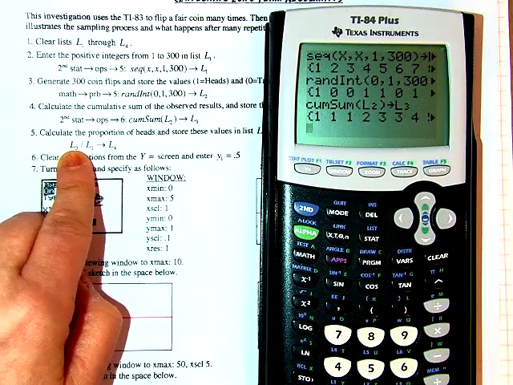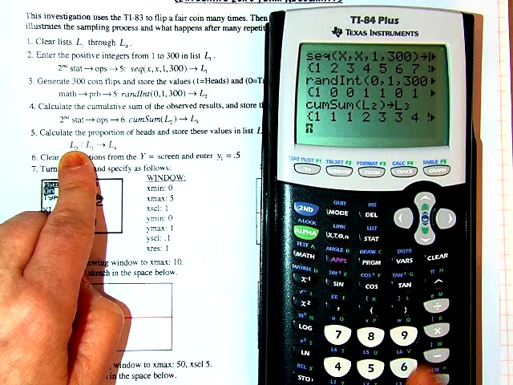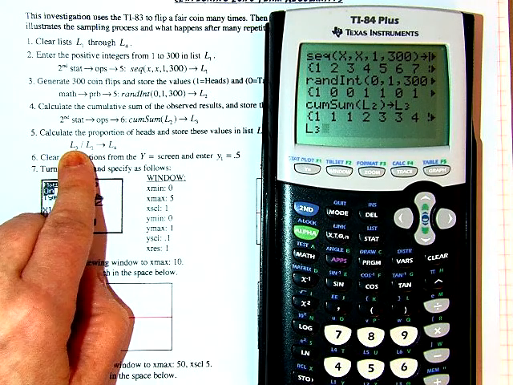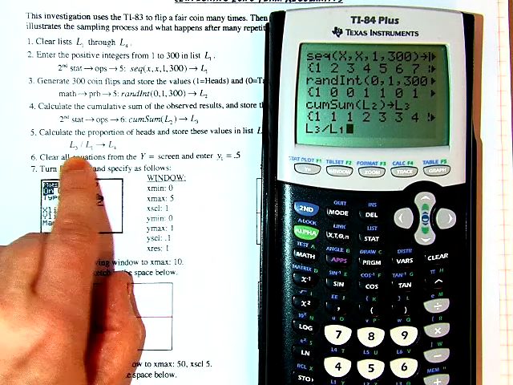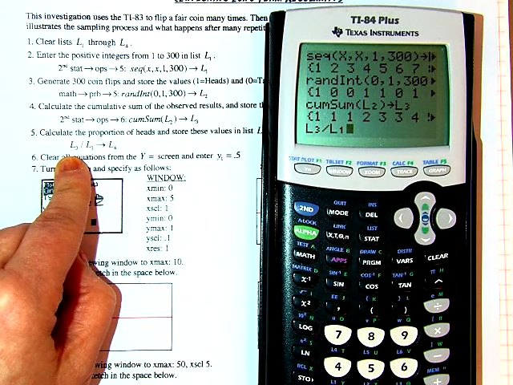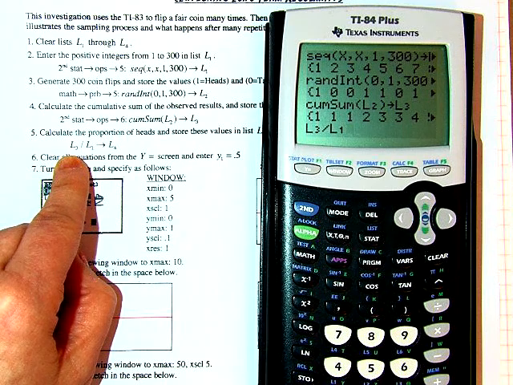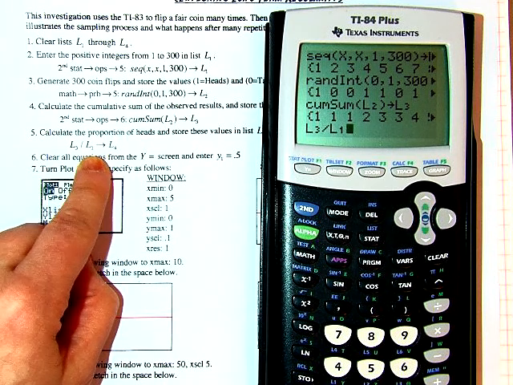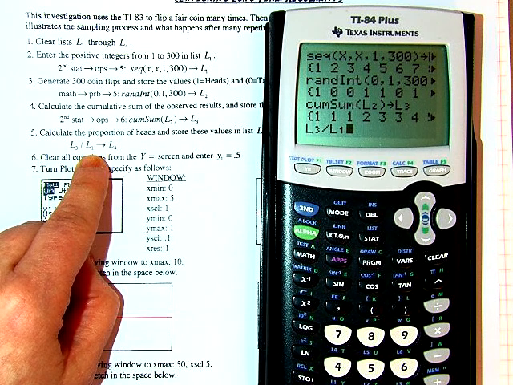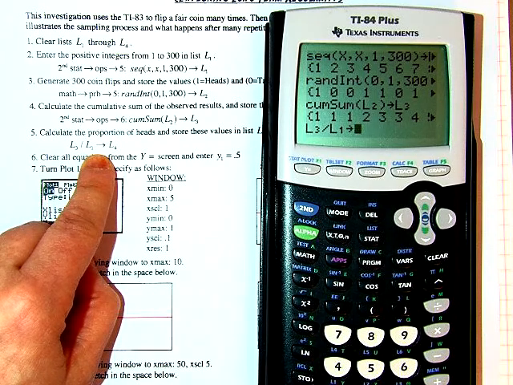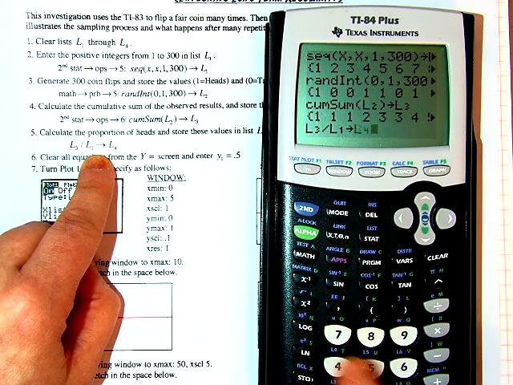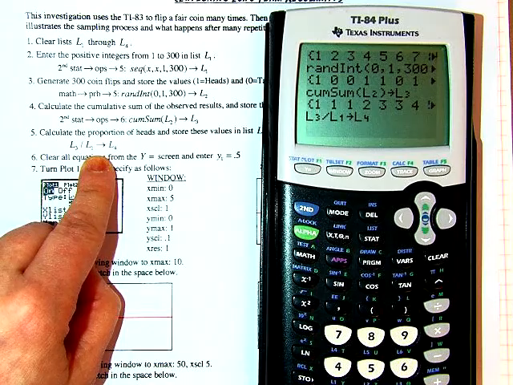So I'm going to do L3, second 3, divide that by L1. Again, L3 is my running total, my amount of heads, and I'm going to divide that by what trial number I'm on. And then I'm going to store it in L4, and then hit enter.